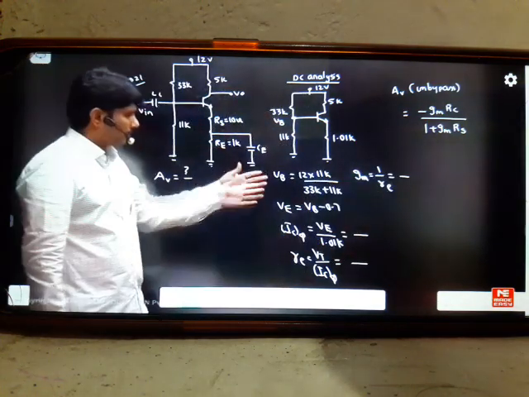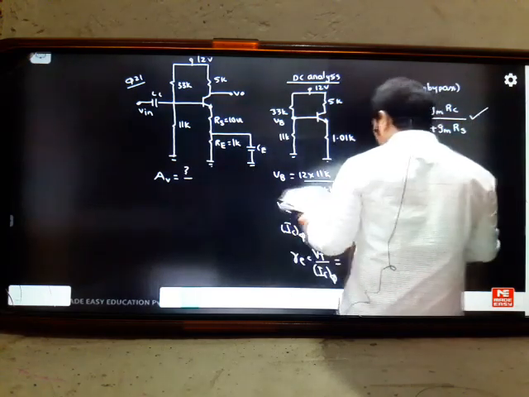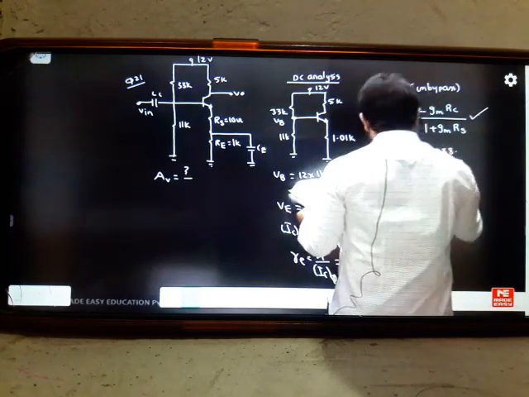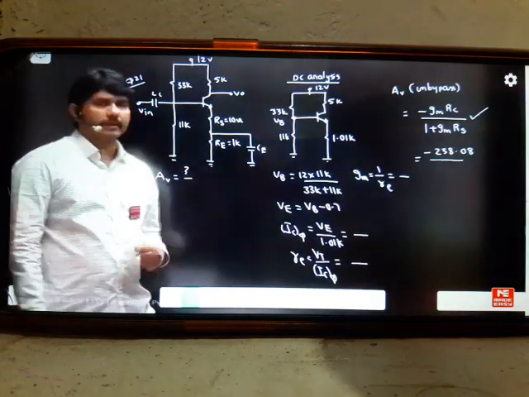So if you get all these steps right in the DC part, it helps me write the answer here. This formula will solve it. The answer I have with me, minus 238.08, should be the answer. So this is about the 21st question. After the class, just solve this one time and check that answer, minus 238.08.